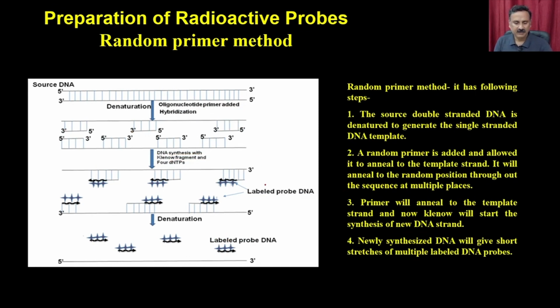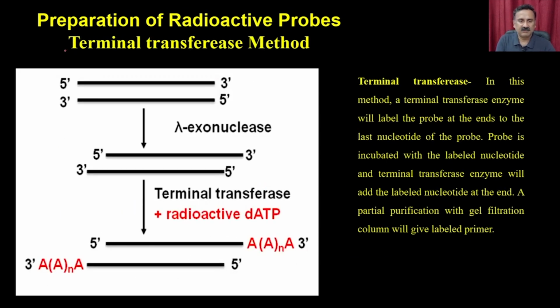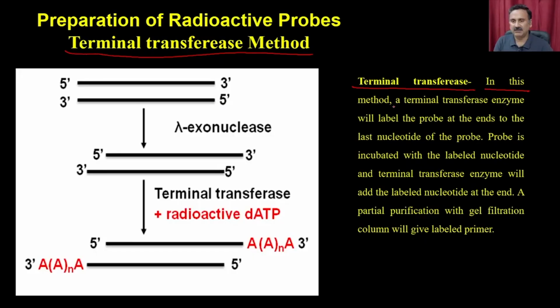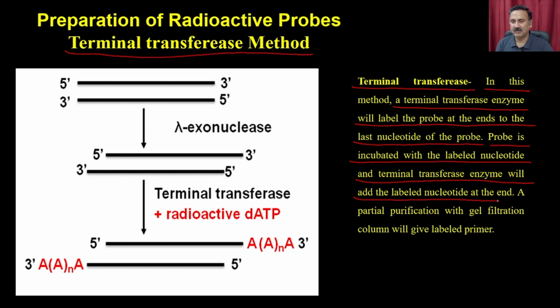Then we also have the terminal transferase method. In the terminal transferase method, you use an enzyme called terminal transferase. In this method, the terminal transferase enzyme will label the probe at the end of the last nucleotide of the probe. The probe is incubated with the labeled nucleotide and the terminal transferase enzyme, which will add the labeled nucleotide at the end. A partial purification with the gel filtration column will give you the labeled probe.